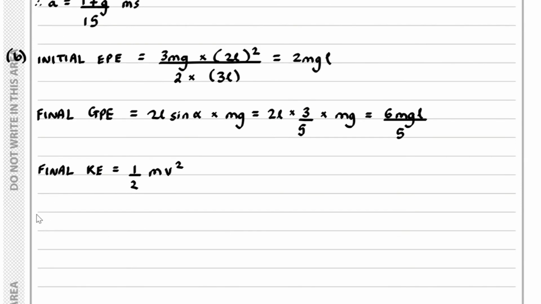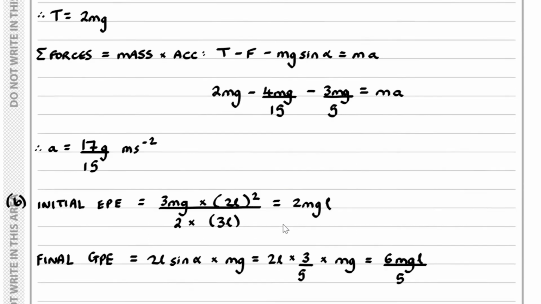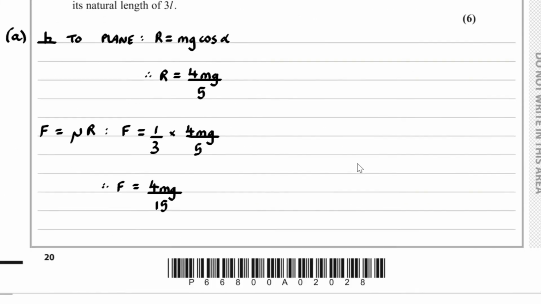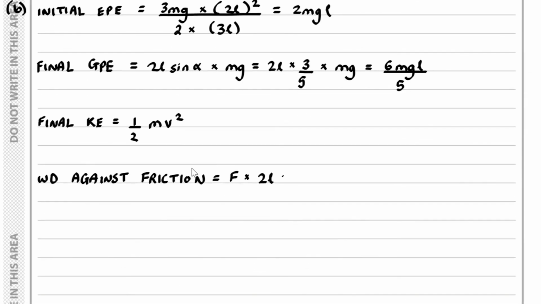Now, the plane is rough, so what we can do is find out the work done against friction. That's going to equal the force times the distance it travels, which is 2L. The reason it travels 2L is because we are going from here to here, which is a distance of 2L. Now I know what F is as well, that's 4mg over 15. So I've got 4mg over 15 times 2L, which is equal to 8mgL over 15.